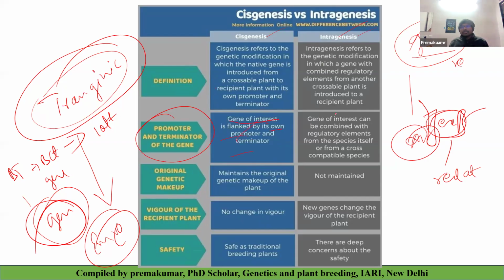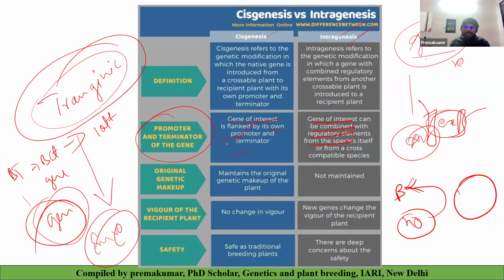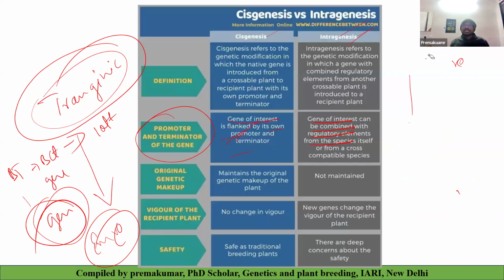Sorry, cisgenetics. But the regulatory genes are from the related species, like for example, Pusa basmati and non-basmati. If you are bringing genes from non-basmati to Pusa basmati, with all exons, promoter and terminator, it is called intragenesis. But if you only get the exon from non-basmati, and the rest, like promoter and terminator, are from basmati itself, then it is called cisgenesis. Understood what is cisgenesis and intragenesis?